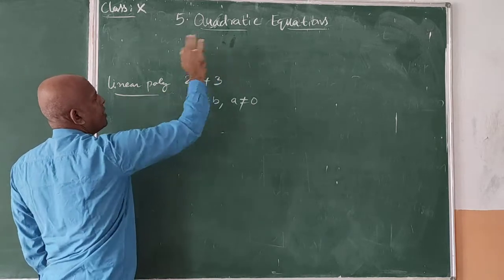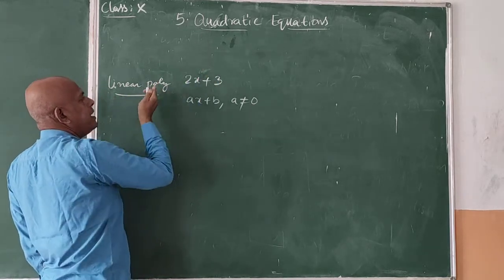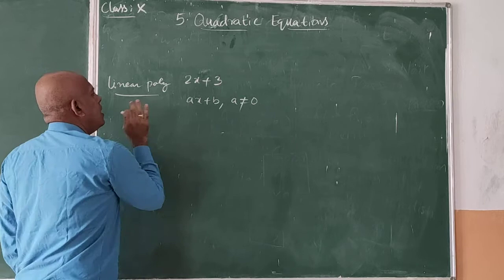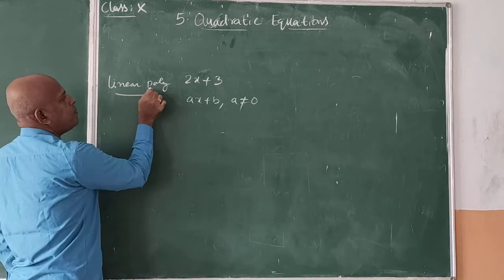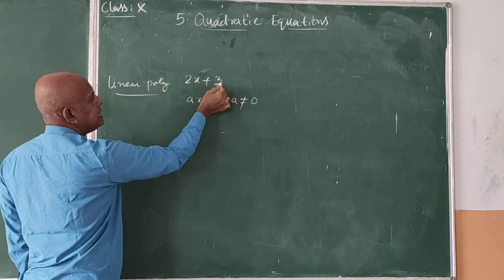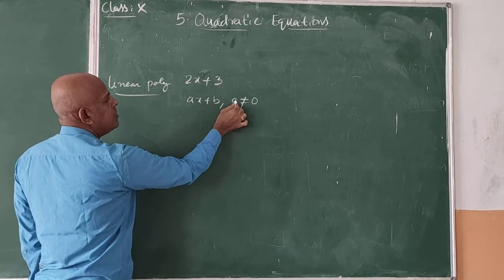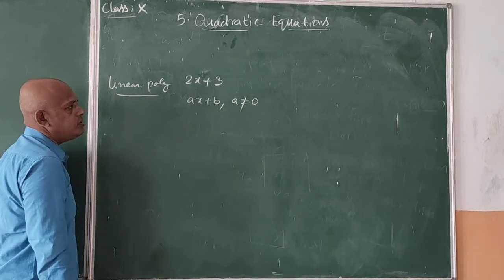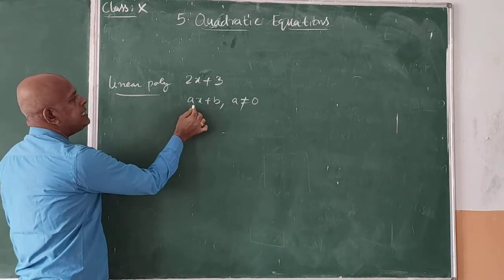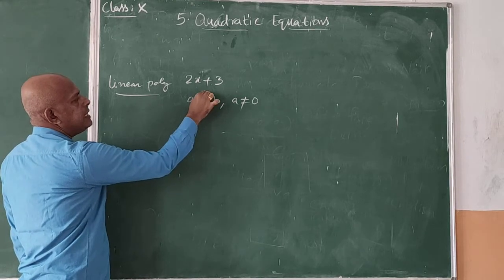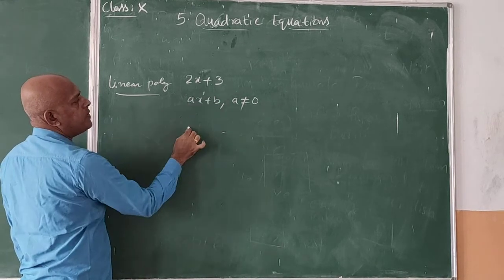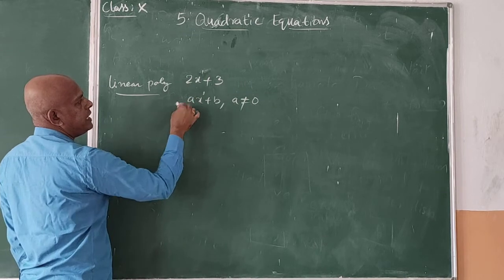Actually our topic is quadratic equations, but it is connected with the polynomials. That's why I am making the connection with polynomials. Linear polynomial example: 2x plus 3. General form is ax plus b, where a is not equal to 0. Why is it a linear polynomial? Because the degree of the polynomial is 1.